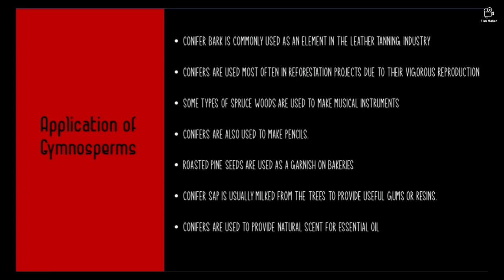Some types of spruce wood are used to make musical instruments. Conifers are also used to make pencils. Roasted pine seeds are used as a garnish on bakeries. Conifer sap is usually milked from the trees to provide useful gums or resins. And lastly, conifers are used to provide natural scent for essential oil.